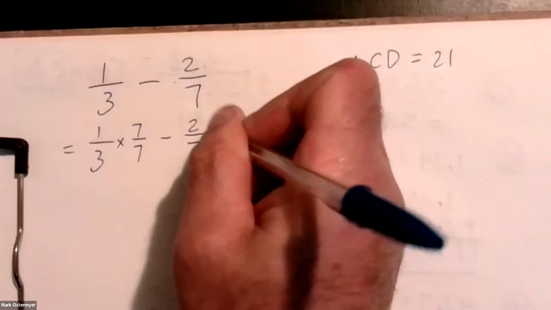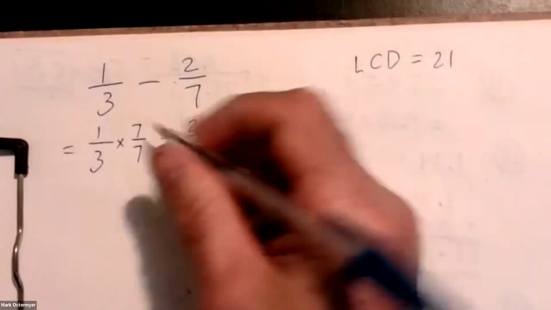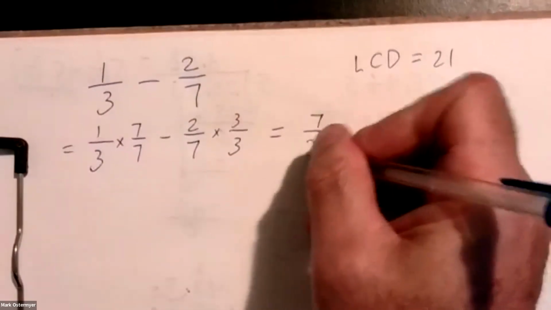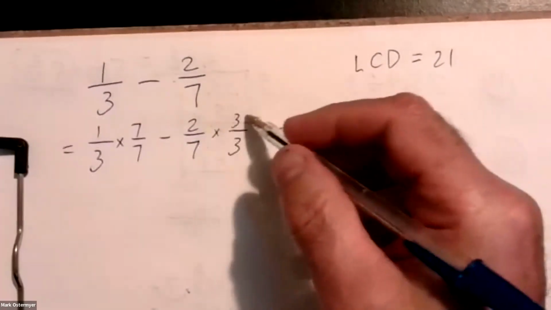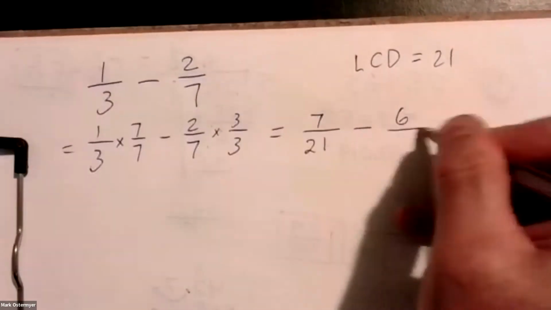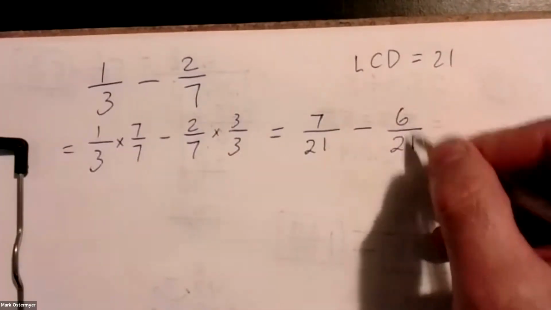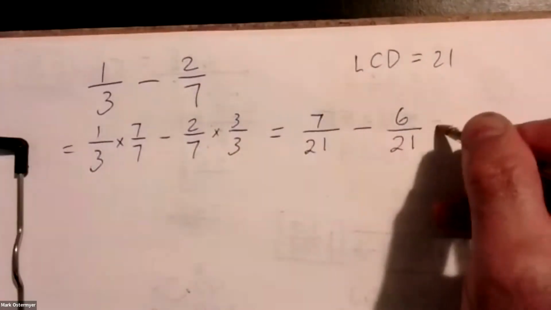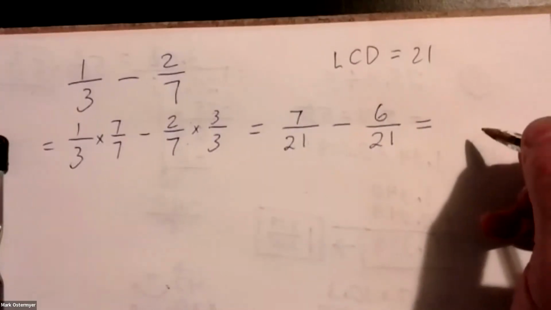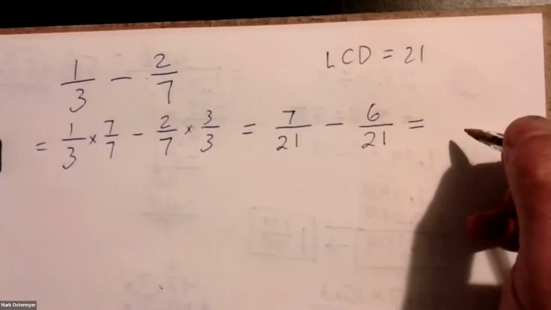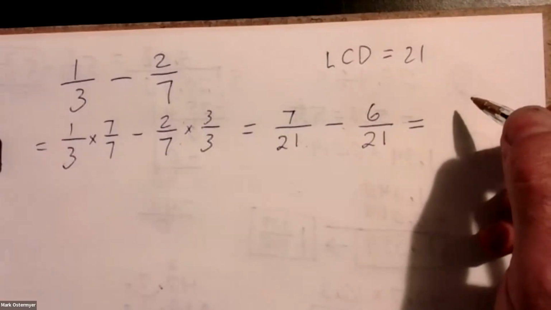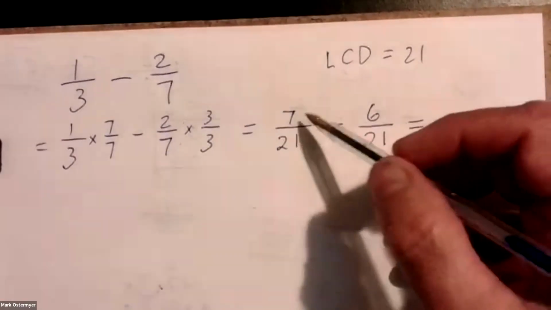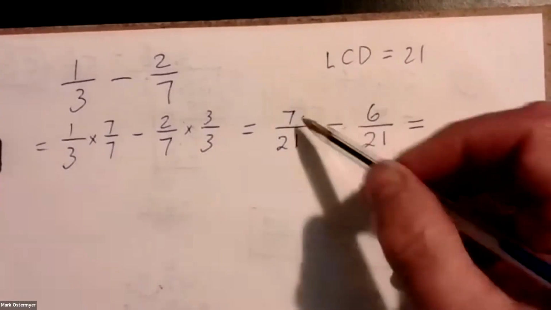And 2/7 times 3 over 3. 1/3 times 7 over 7 is going to give us 7 over 21 as an equivalent fraction of 1/3. An equivalent fraction of 2/7 is going to be 2 times 3, which is 6, over 7 times 3, 21. 6 over 21 is equivalent to 2/7. Now what's 7 over 21 minus 6 over 21?